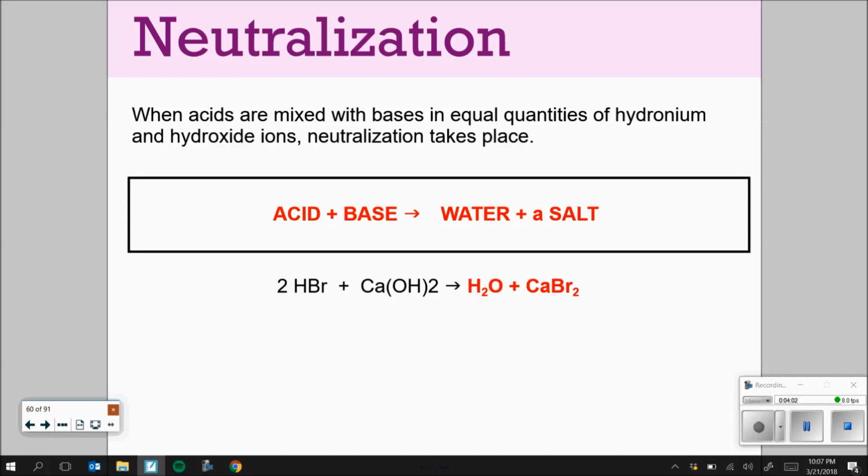All right, neutralizations. When acids are mixed with bases in equal quantities of hydronium and hydroxide ions, neutralization takes place. We've got our acid, we've got our base, and it's going to react to form water and a salt. For example, if I've got 2 HBr plus calcium hydroxide, Ca(OH)2, that's going to yield 2 H2O and my salt, calcium bromide.